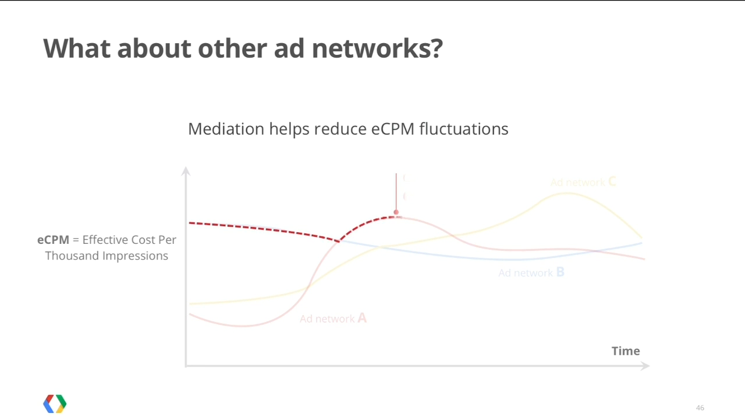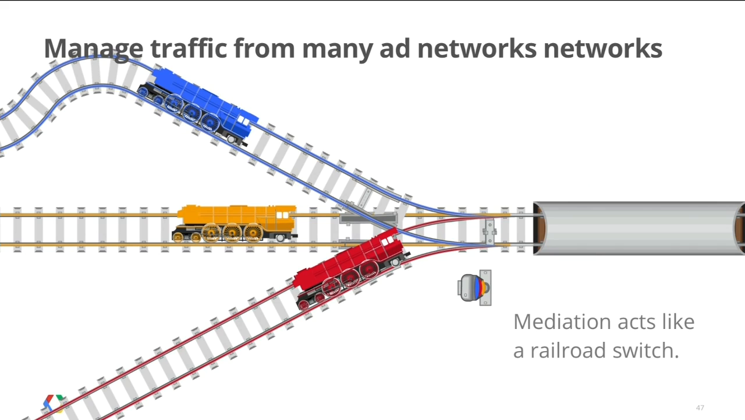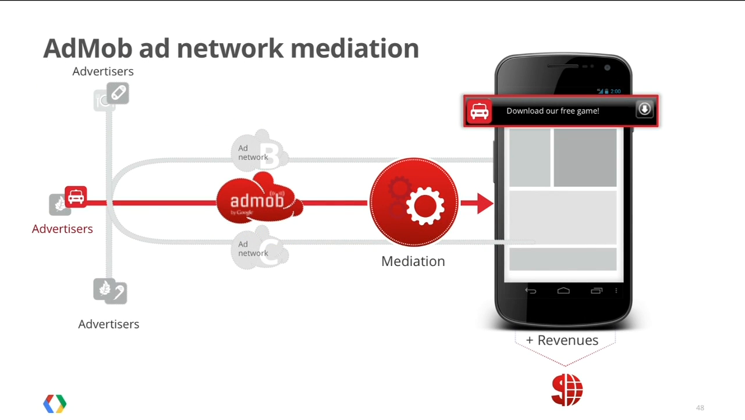By installing a mediation layer, you can hopefully ride that curve and figure out what your optimal eCPM is from combining all of those networks. So mediation acts like a railroad switch. There's a wrapper SDK, which then controls which SDKs it requests ads from. We launched an AdMob mediation product in April, which is a free and open feature, part of the AdMob product, which lets you use almost any ad network.